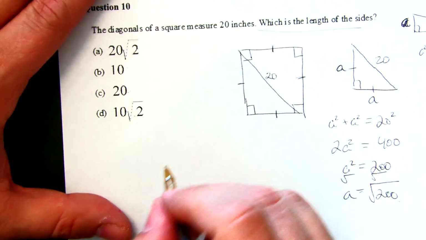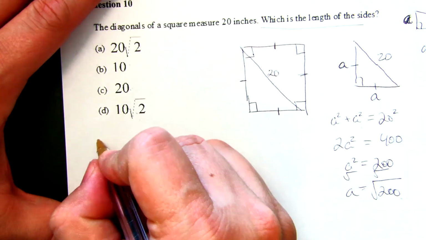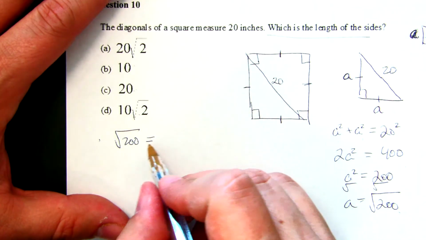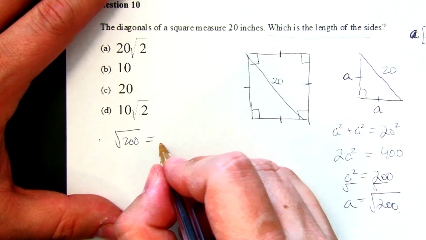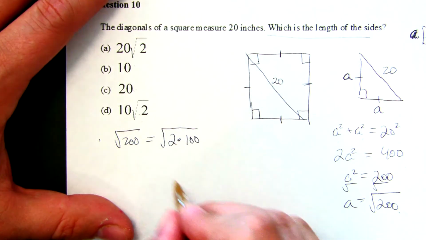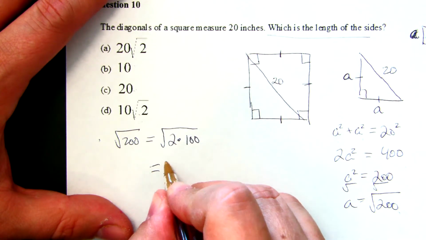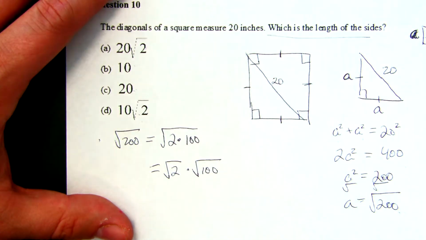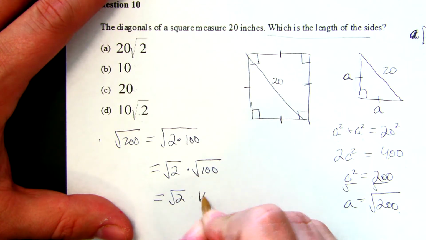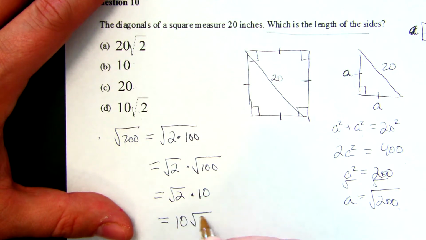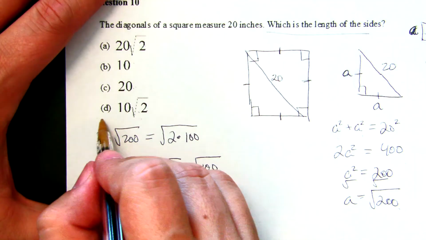Or you can actually simplify this. You say square root of 200. Well, try to divide out any perfect squares. Well, that's the same as the square root of 2 times 100. Yeah, 200 is the same as 2 times 100. And we can do this with square roots. That's the same as the square root of 2 times the square root of 100. Oh, I know what the square root of 100 is. It's 10. So I've got the square root of 2 times 10, or, as we usually write it, 10 times the square root of 2. And that's, oh look, that's choice D.